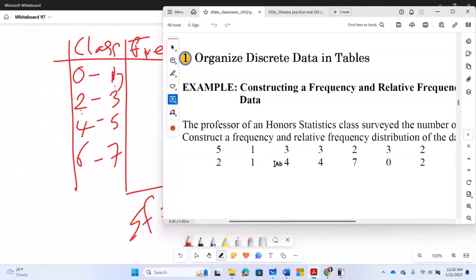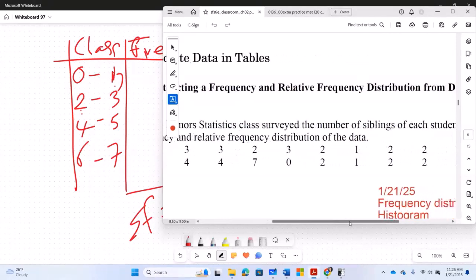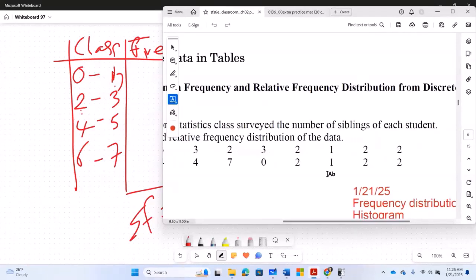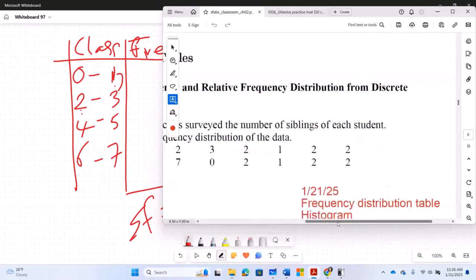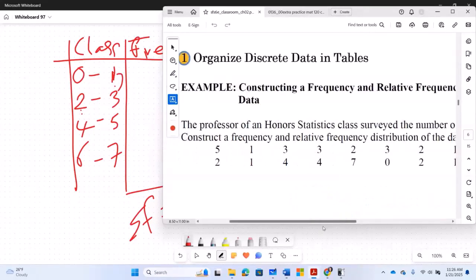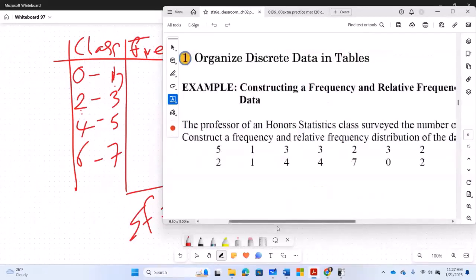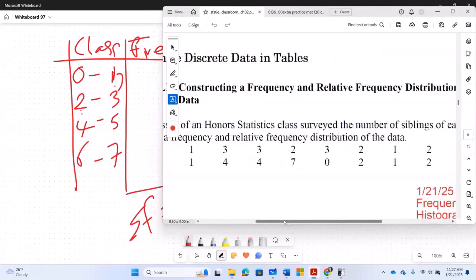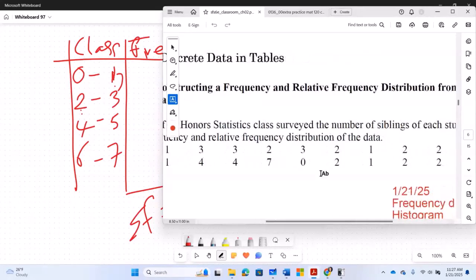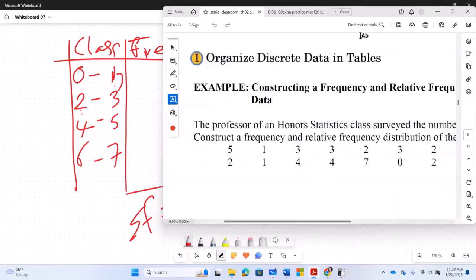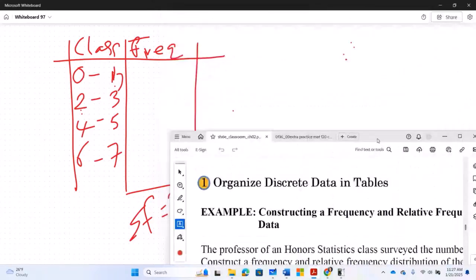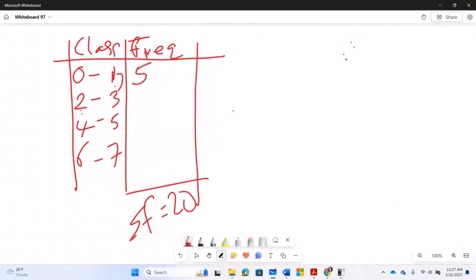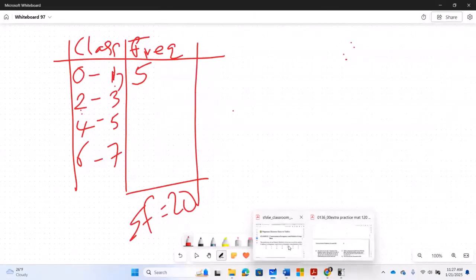So 1, 2, 3 here, 4, 5. Is that it? So that's all I have. Okay, so I'm going to count again: 1, 2, 3, 4, 5. So that's all the numbers from 0 to 1. Therefore, the frequency of the first class is 5. All right, so let me go and find the frequency of the second class. What's the frequency of the second class?